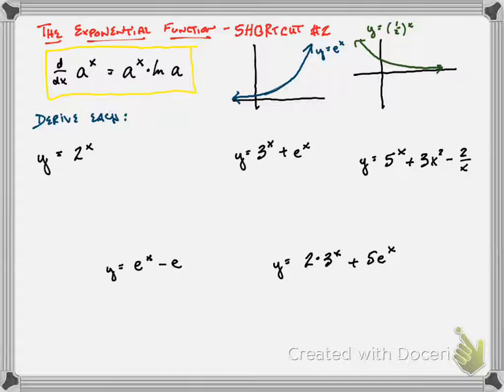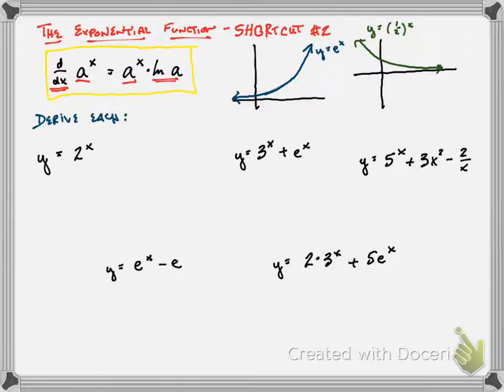And here it is. The derivative, again this is notation recall, of a to the x, where a is a constant, a number like 2 or 3 or pi or e, any constant. The derivative of a to the x is a to the x times the natural log of a.